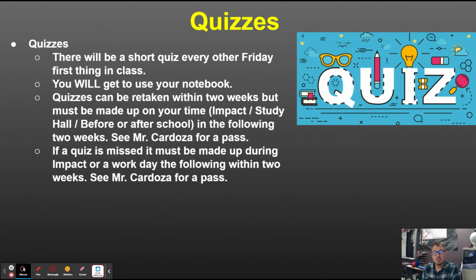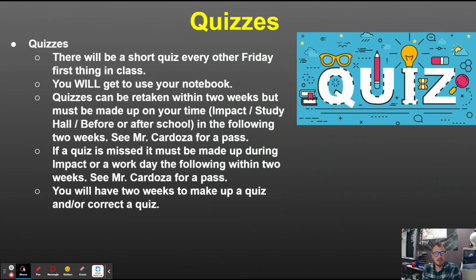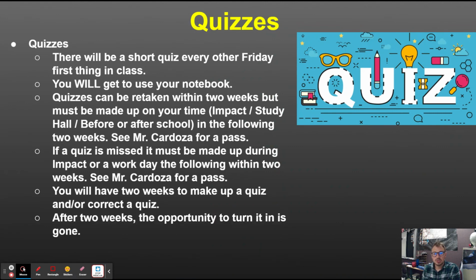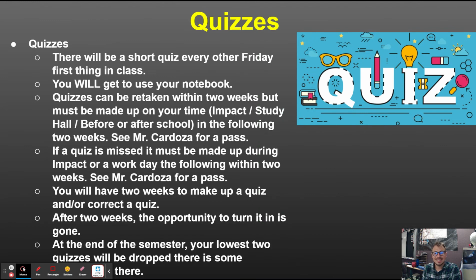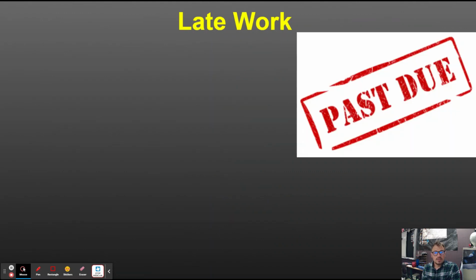If a quiz is missed, it must be made up during impact or a work day in the following 2 weeks. You will have 2 weeks to make up a quiz and or correct a quiz. After 2 weeks, the opportunity to turn it in is gone. At the end of the semester, your lowest 2 quizzes will be dropped, so there is a little forgiveness there.